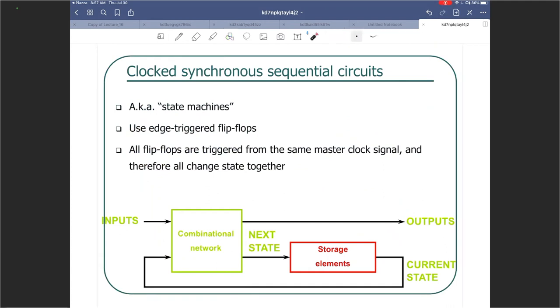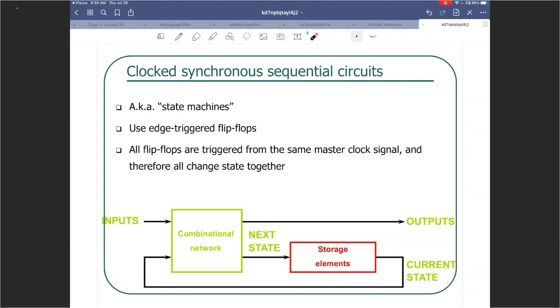Finite state machines are also called clocked synchronous sequential circuits. It is pretty easy to see why they are called synchronous sequential circuits. That is because all the storage elements, flip-flops, are triggered by the same clock source, right? Because they are triggered by the same master clock signal, they all change state together, which is what we did in our counter design. When there was a positive edge trigger on our clock, all three flip-flops in our 3-bit counter changed state at the same time. So they were in sync with a master clock signal. That's why finite state machines are called synchronous sequential circuits.